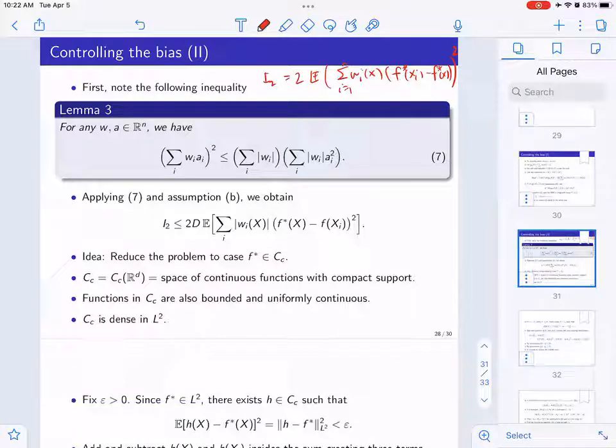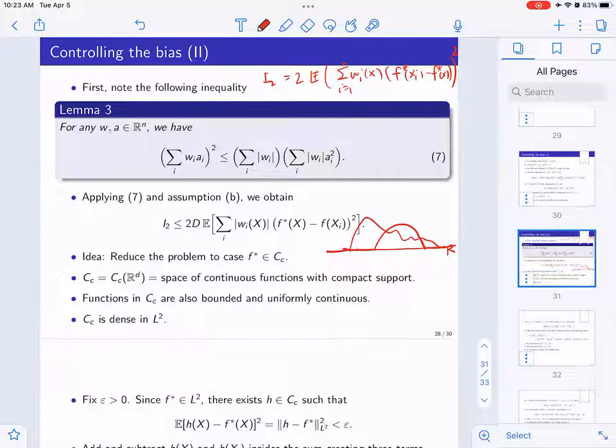This is now where we have to do the reduction. So if f star was in C_c, that's my notation, or the usual notation, for the space of continuous functions with compact support. Continuous with compact support means bounded and closed in R^d. So these are basic functions. Let's say if you're in R, they're continuous and the support is bounded. So as you go to infinity, they go to 0. Not go to 0, just exactly 0.